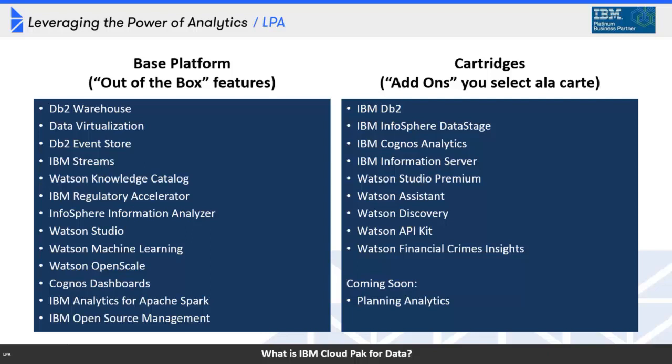This is that collection of technology. This is that collection of what comes out of the box. That's the left-hand side, what we'll call the base platform. And then the right-hand side is known as cartridges. These are add-ons. This is the a la carte menu of, once you have invested in the base platform, additional technologies you could add on top of that platform.